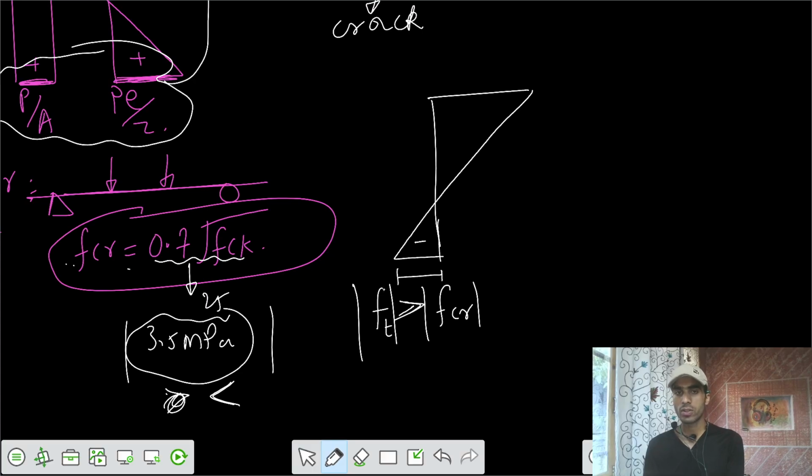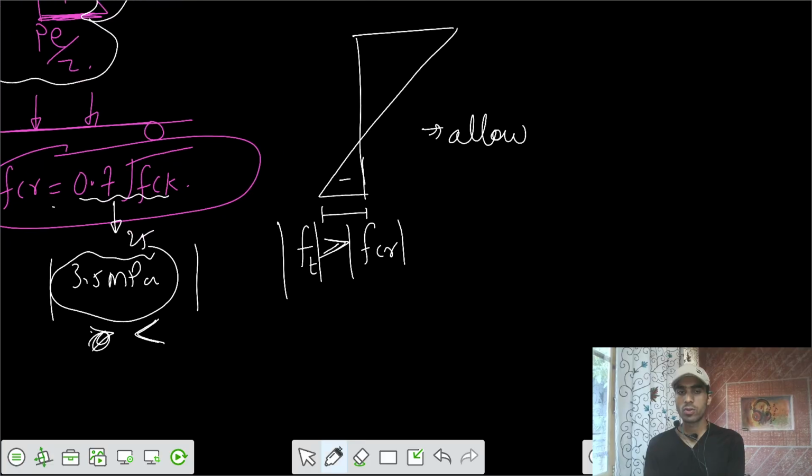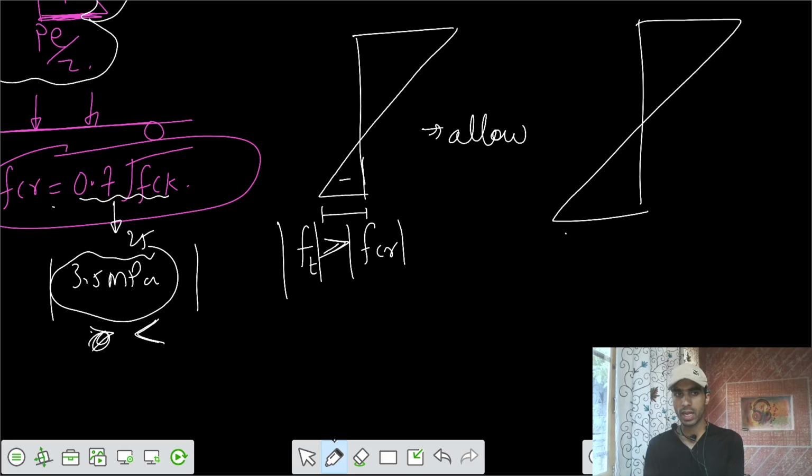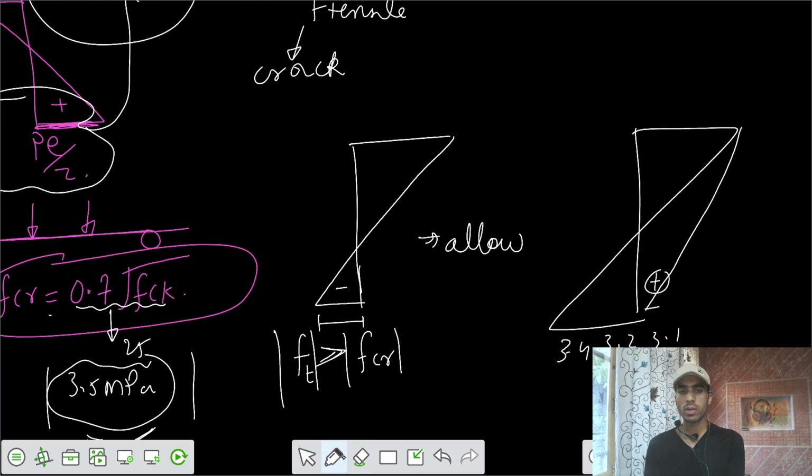So you should allow only stresses in this zone such that they are less than or equal to this. Your stresses can be 3.4, 3.2, 3.1, or they can also go to the positive side, the compressive side. So we have to ensure that at this condition, I have to apply a moment.